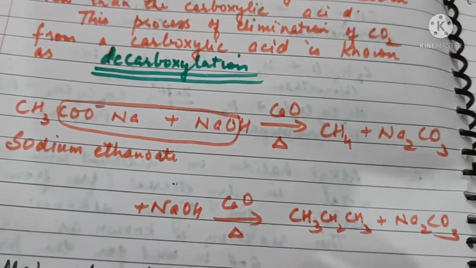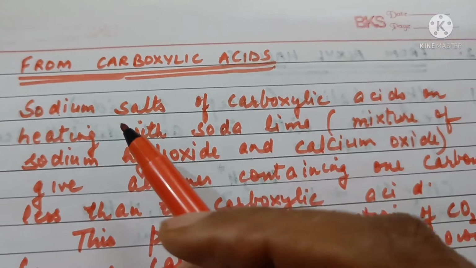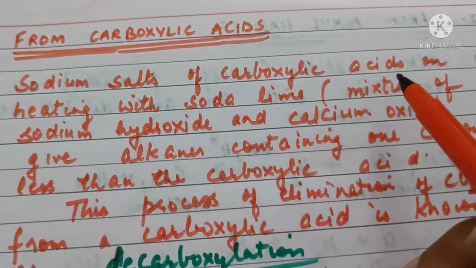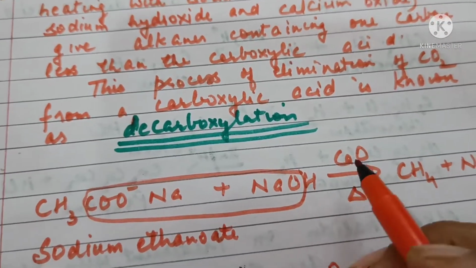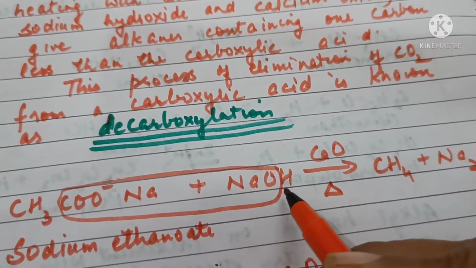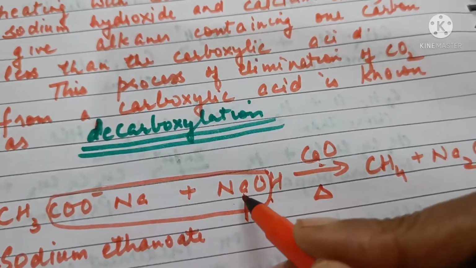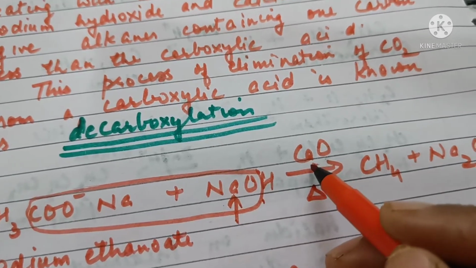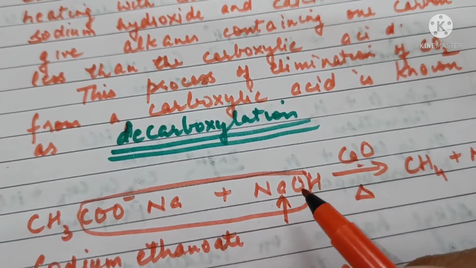Third is from carboxylic acids. So the sodium salt of a carboxylic acid is heated in presence of soda lime. Soda lime is a 1:1 mixture of sodium hydroxide and calcium oxide. Soda is for NaOH, lime is for CaO. It is heated with soda lime.